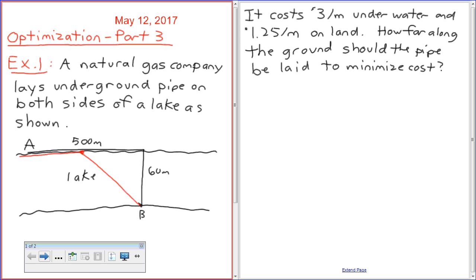Sorry, I'm just wondering, why do we have to go along a certain distance? You don't have to. If it's cheapest to go straight from A to B, we can do it. But we're going to assume that there's some distance here. Because the cost is so much more underwater, it might be cheaper to go a little bit on land first. That's what we're going to assume.